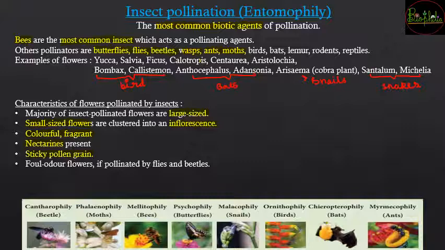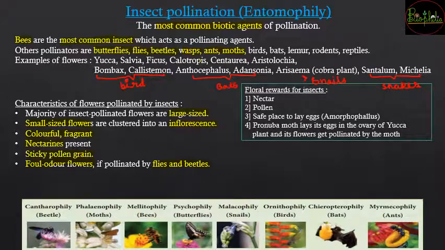So once it sticks onto the insect, it can be easily transported from one flower to the another flower with the pollinator. लास्ट होता है कि some flowers are releasing foul odor, that is they don't smell pleasant. So foul odor flowers are majorly pollinated by flies and beetles, but generally majority of the flowers are producing sweet nectars that is giving a very good fragrance. Now here you have to understand one topic, that is floral rewards for the insects. अब floral rewards क्या होते हैं?